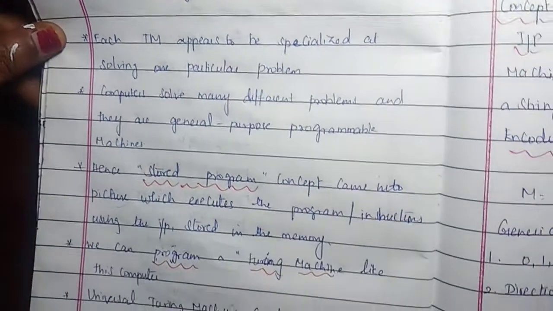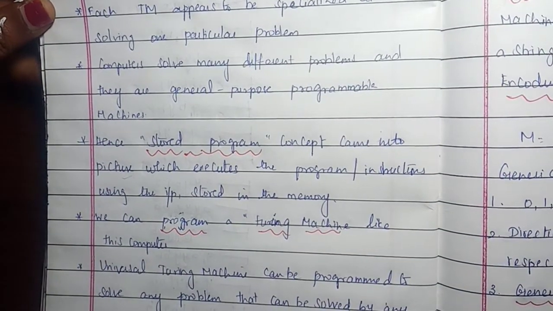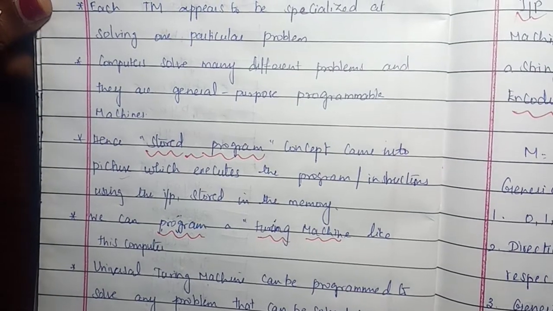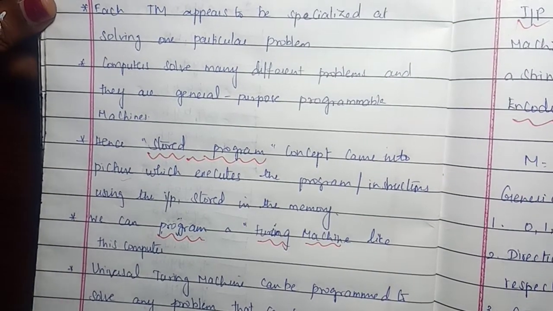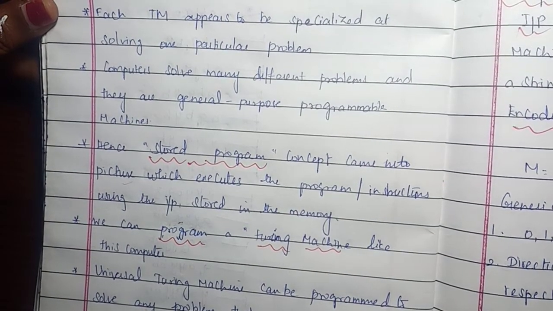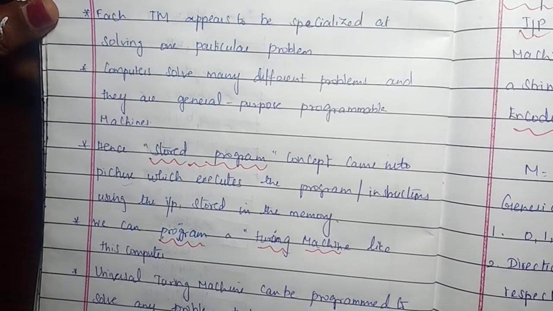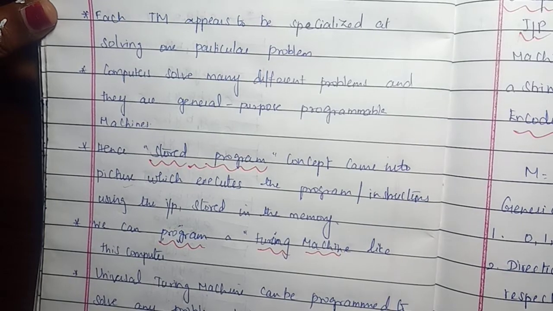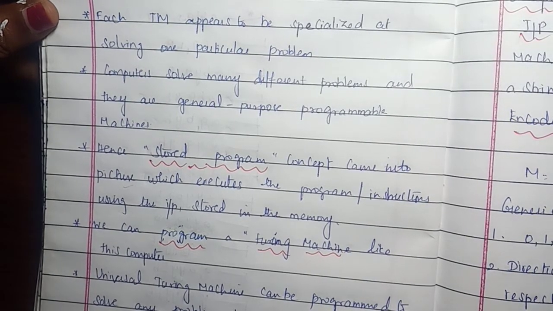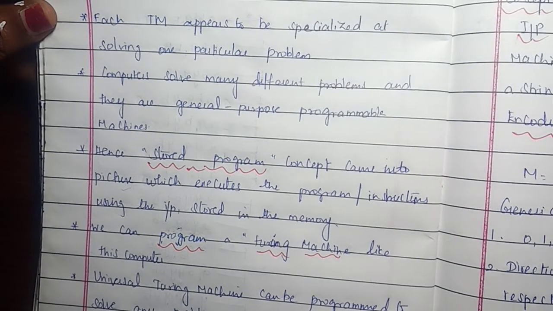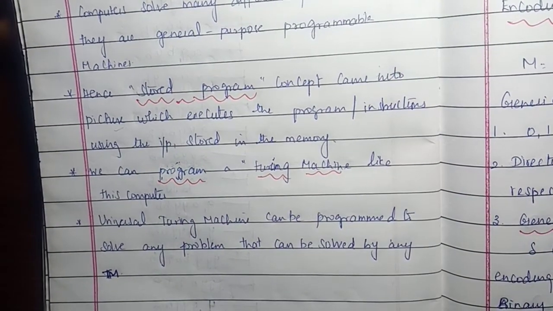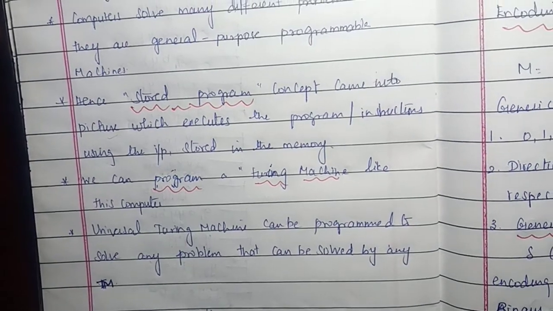So when we compare this computer with the Turing machine, the question is raised: can we also program a Turing machine? Yes. When we answer this question, the stored program concept came into picture, which executes a program or instruction using the input stored in the memory. So we can program a Turing machine like this computer. Universal Turing machine can be programmed to solve any problem that can be solved by any Turing machine.